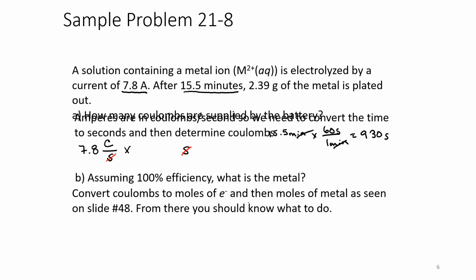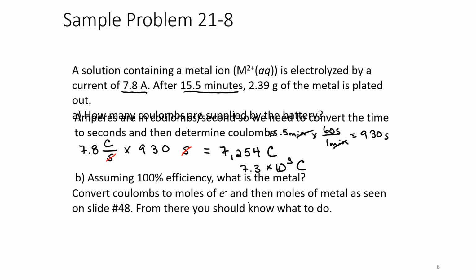So now we can plug that in. So we've got our 7.8 coulombs per second times 930 seconds, and we get 7,254 coulombs. Which is 7.3 times 10 to the third coulombs, if we wanted to put it in the right number of sig figs. All right, part B of the problem.